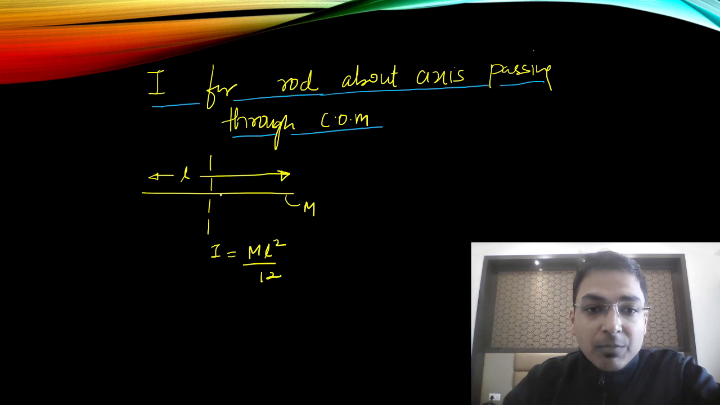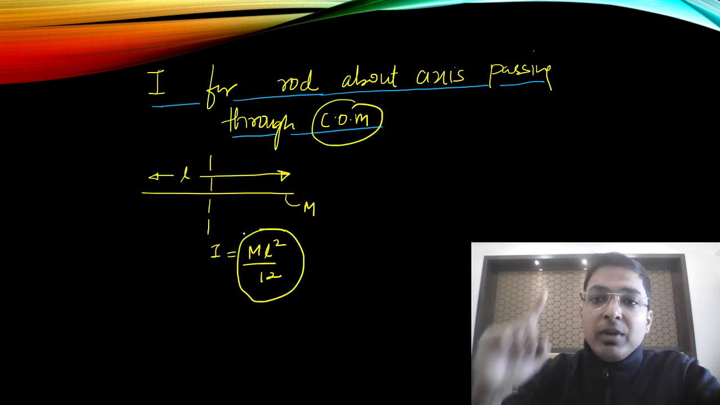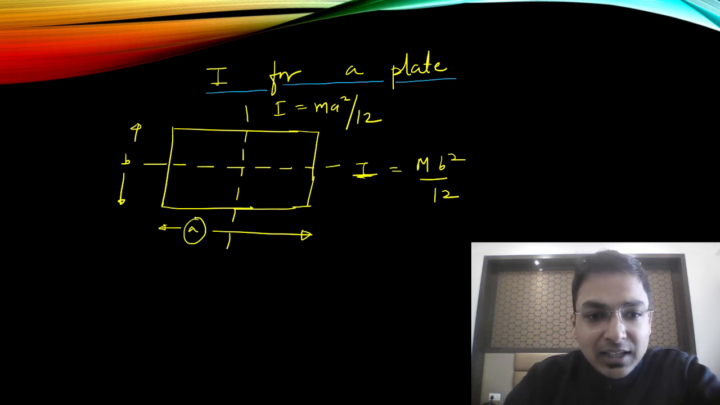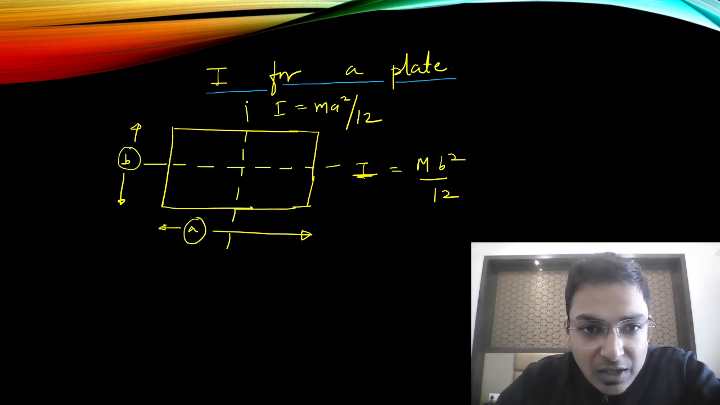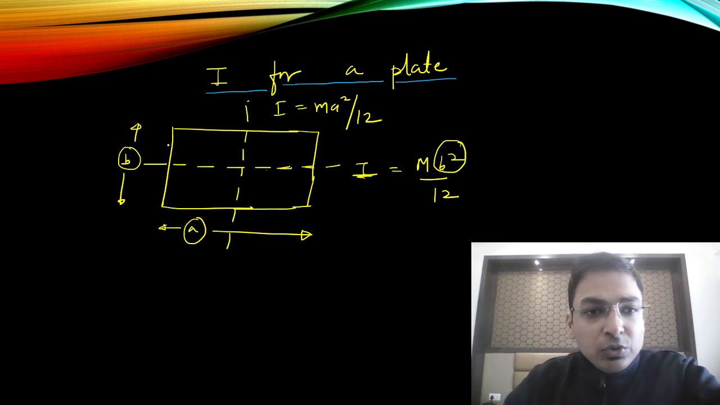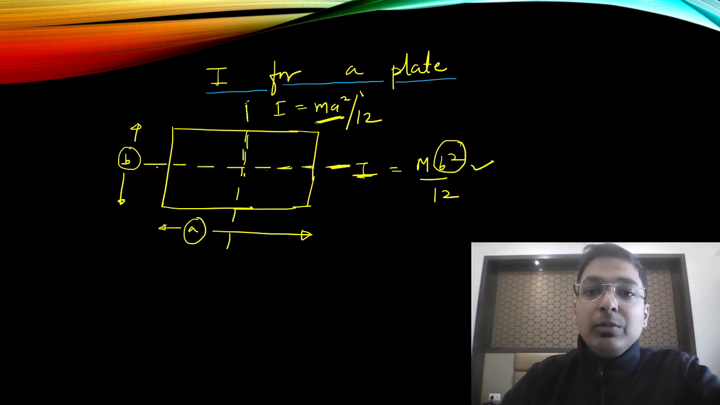Next, for a rod, with the axis passing through the center of mass, it is ml square by 12. Remember, ml square by 12. All right guys, finally we go to a plate. Okay, so if you have a rectangular plate like this, the length is a, the breadth is b. If you talk about the horizontal axis, then you will take mb square by 12. If the axis is horizontal, you will take this length, and if the axis is vertical, then you will take this length. So if the axis is horizontal, it will be mb square by 12. If the axis is vertical, it will be ma square by 12.